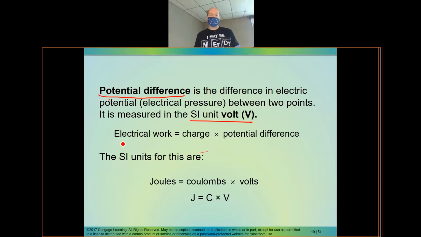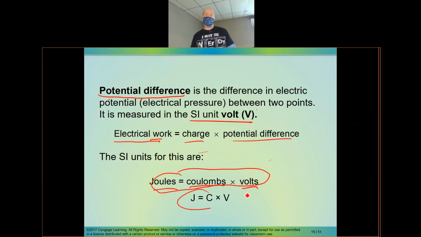All right, and when you have electrical work, that's your charge times your potential difference. Your SI unit for charge is the coulomb. The SI unit for potential difference is the volt. And the SI unit for work is joules. And so a joule is equal to a coulomb times a volt. So it is the charge times your potential difference. This is simply a unit: a joule is equal to a coulomb times a volt.